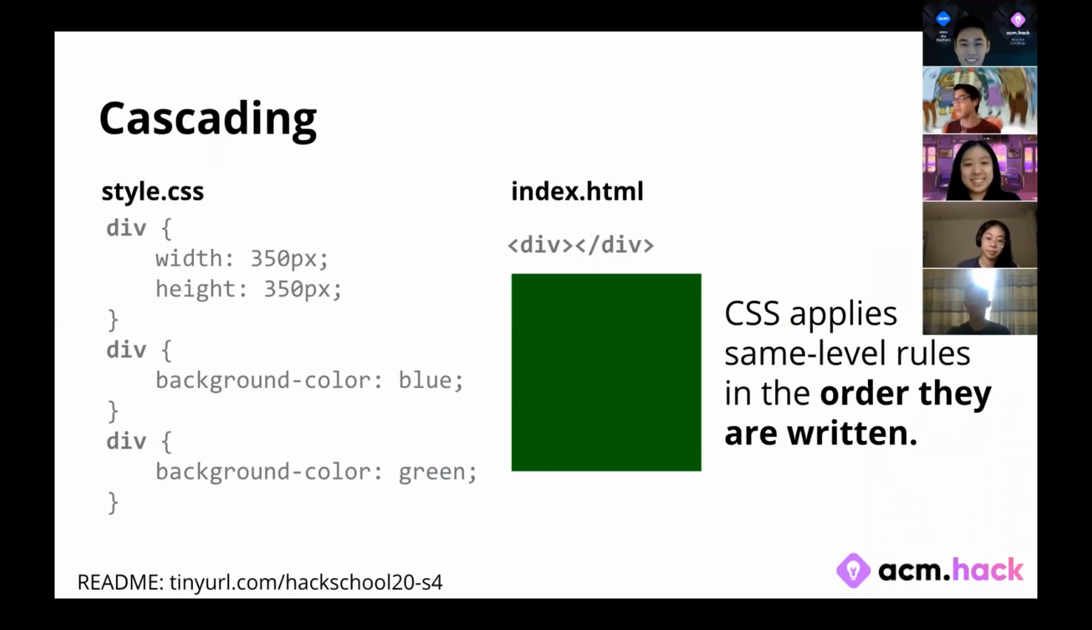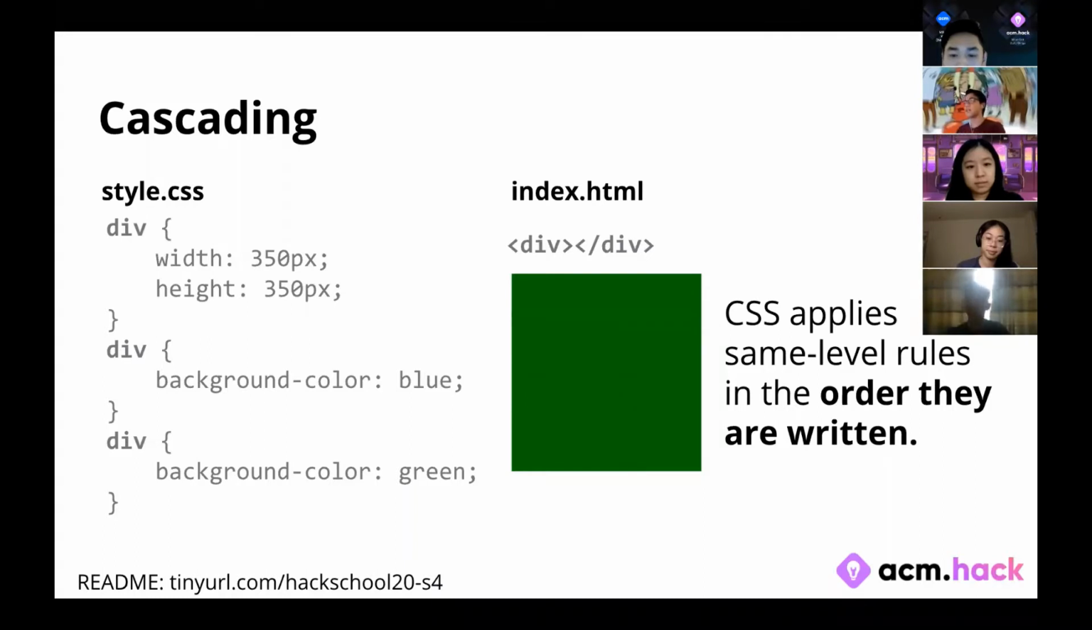So it is green because in CSS, rules are applied in the order that they are written, from top to bottom. What exactly happens is it scans through this file. It first marks the width and height as 350 pixels, and then it marks the background color as blue because that's the next thing that comes up. But then once it hits the background color green line, it'll overwrite the previous blue value and change it to green.